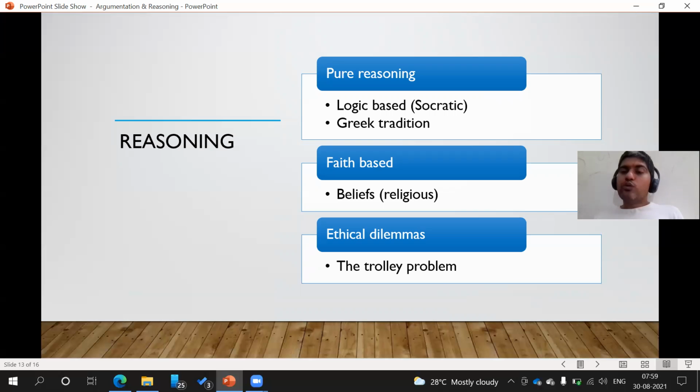Oftentimes, we do not have solutions to problems. At times, we are arguing about issues where reasoning is not able to solve the problems. These are called ethical dilemmas. Look at the trolley problem. On YouTube, you will be able to see several videos on why it is a complex phenomenon. So reasoning is not always able to help you reach a solution, especially when it is an ethical dilemma.